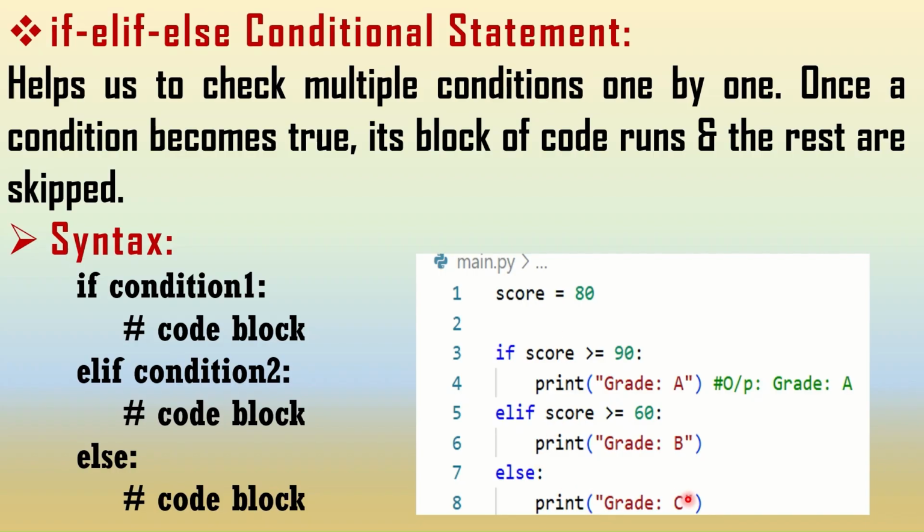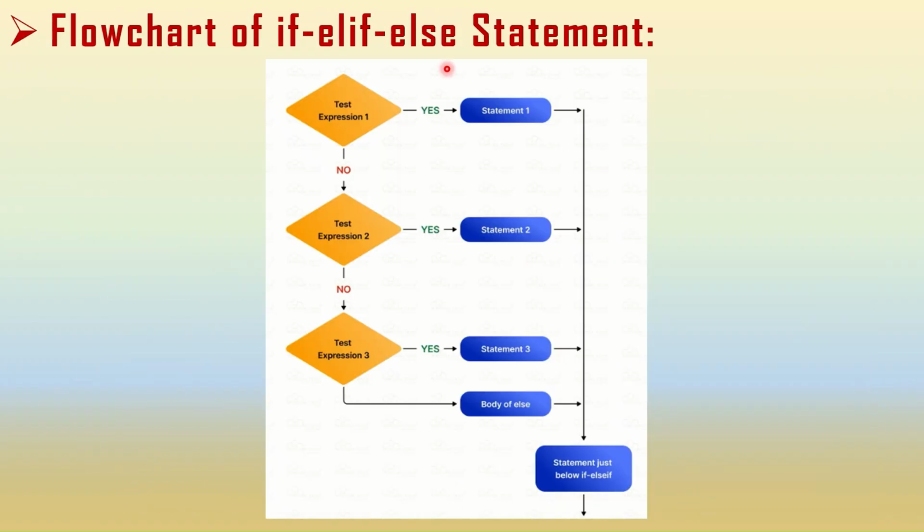Now let's see the flow chart of the if else statement. Here we can have multiple test expressions. I can say this test expression belongs to the if conditional statement and these two test expressions belong to elif conditional statements. If the initial test expression becomes true, then statement one inside that if conditional statement will be executed, and then it directly moves on to the statements just below the if elif block of statements.